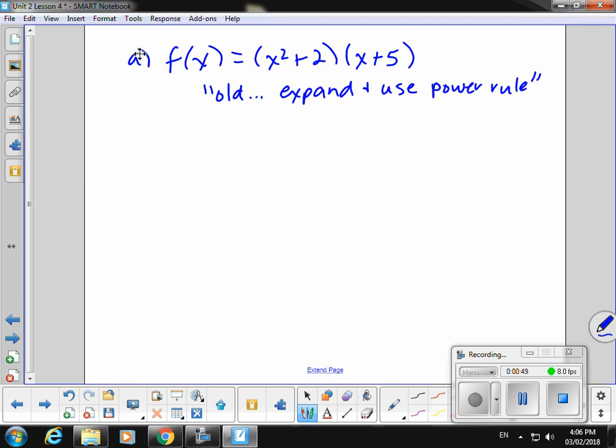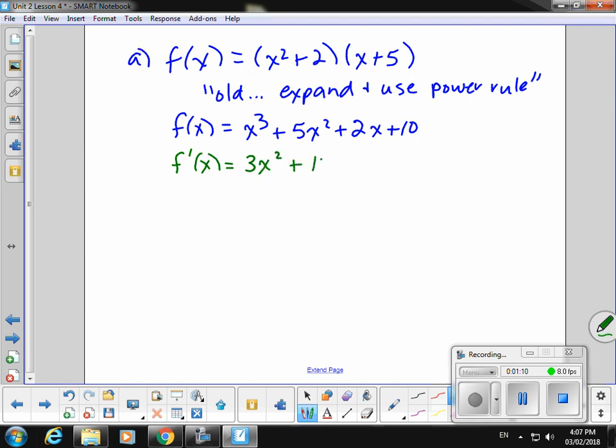Okay, so if I expand that, I'm just foiling, f of x is x cubed plus 5x squared plus 2x plus 10. Now I'm comfortable using the rules of derivatives that we used the other day. I bring down the power and reduce the exponent by 1, and 2x just becomes 2, and the derivative of 10 is 0. So I have my derivative, a perfectly acceptable way to do it.